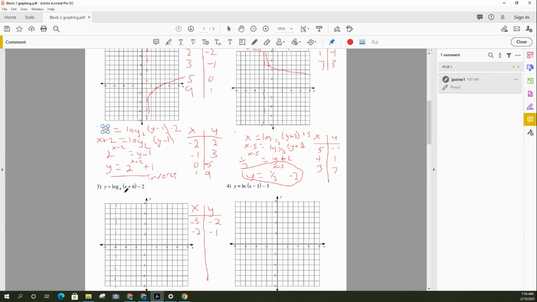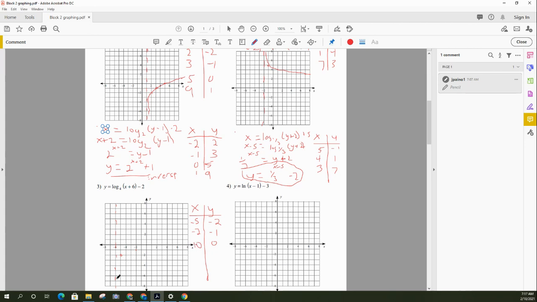The next one I'm going to plug in, b is 4 squared, which is 16, plus -6, which is 10. Plug in 10, I get log base 4 of 16, which is 2. 2 minus 2 is 0. So I'm already off the graph here. So let's just plot what we got. -5, -2, -2, -1. We know the x-intercept will be over here at 10.